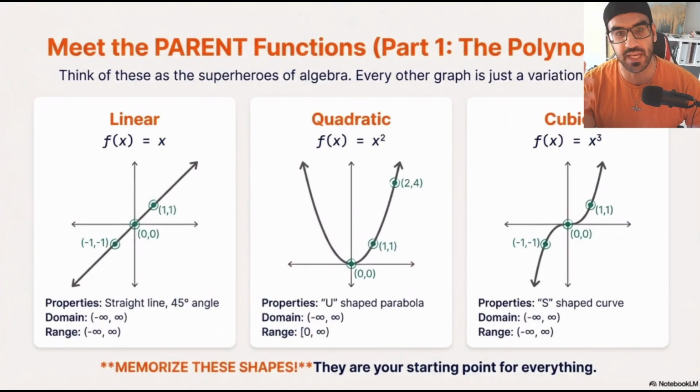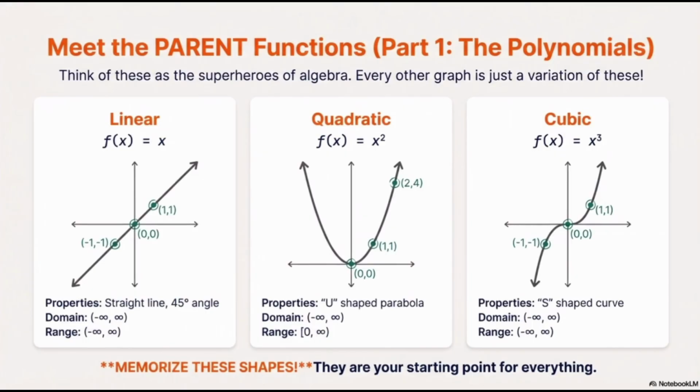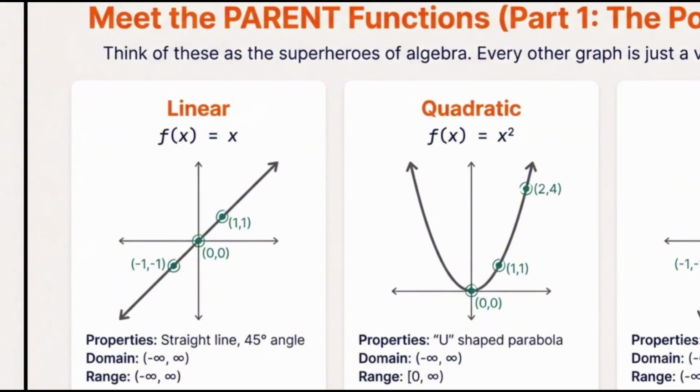By the way, f of x is going to be considered as y. If you remember from previous chapters, we had y equals mx plus b, which was the linear equation. So y is just f of x itself. As we all know, f of x equals x is the very first one, which we call a linear function.